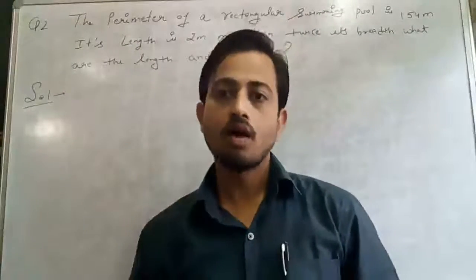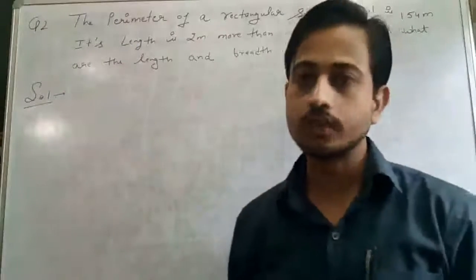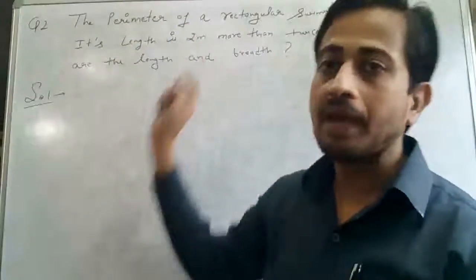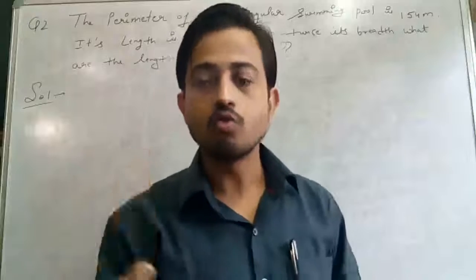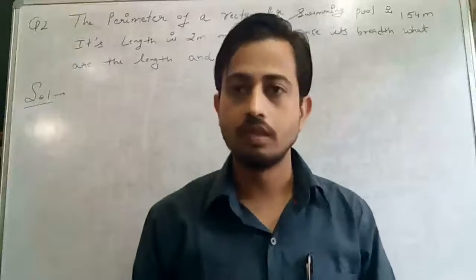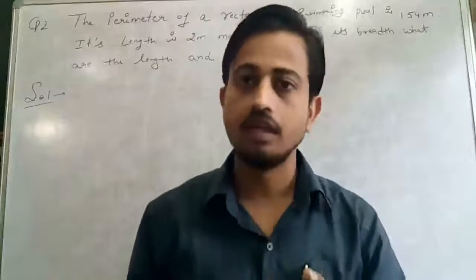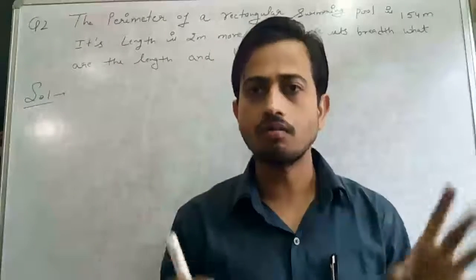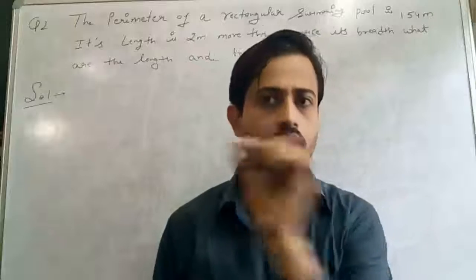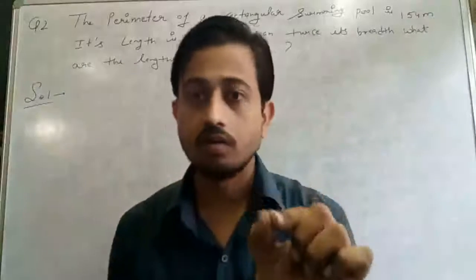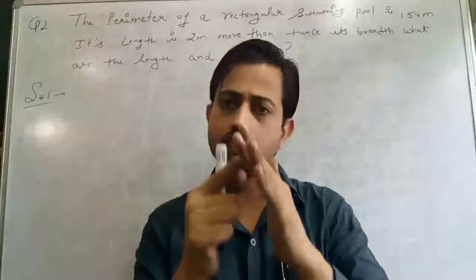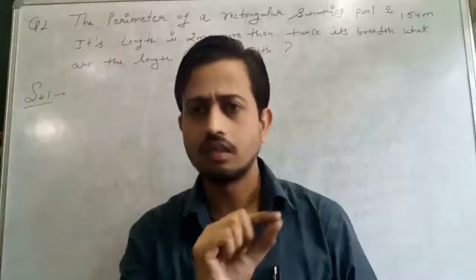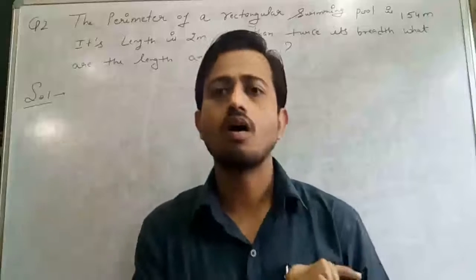So now I am going to take our next question. Question number 2. What does it say? It says the perimeter of a rectangular swimming pool. It means we have a swimming pool in the shape of a rectangle, and we have to give its perimeter. So don't waste time writing out, or you have to note what is given, because if a statement is given, then you do not need to note down the whole statement.